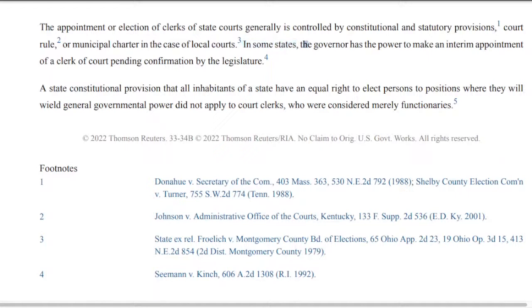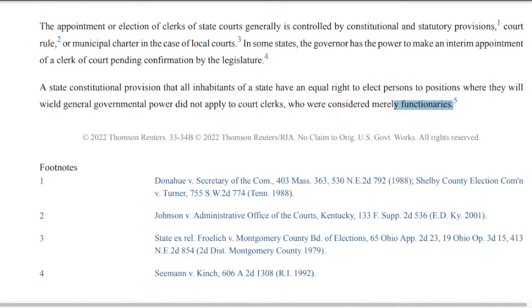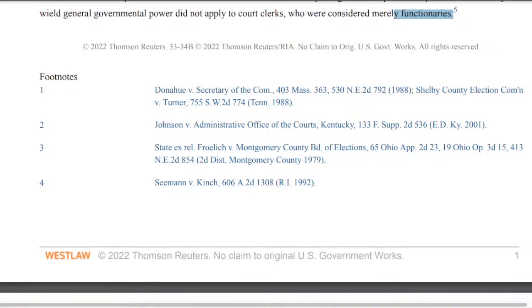In some states, the governor has the power to make an interim appointment of a clerk of court pending confirmation by the legislature. A state constitutional provision that all inhabitants of a state have an equal right to elect persons to positions where they will wield general governmental power did not apply to court clerks, who are considered merely functionaries. Jeez. Nothing else here but just the case laws here to look up.